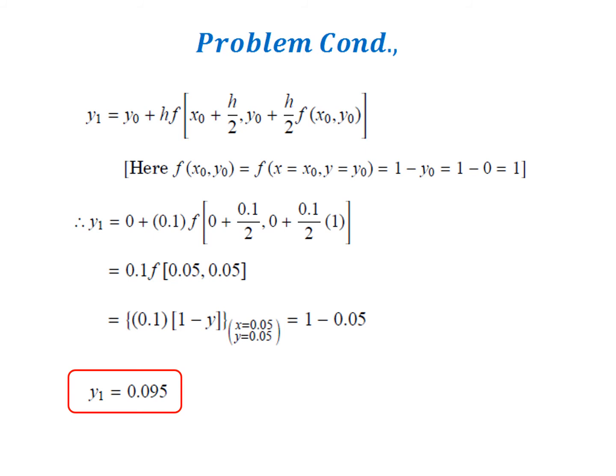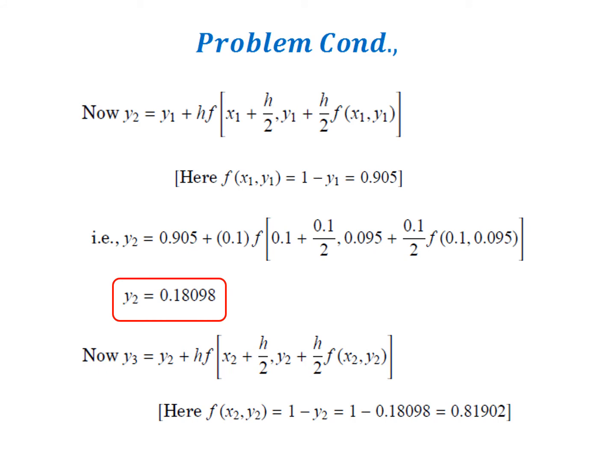After multiplying this 0.95 with this 0.1, I will get the value of y1 = 0.095. So this simplification gives 0.095. This is the simplest form of the 1 - y value, that is, 1 - 0.05. Finally we need to multiply this with 0.1. So the final answer for y1 is 0.095. Let us move on to the next problem.